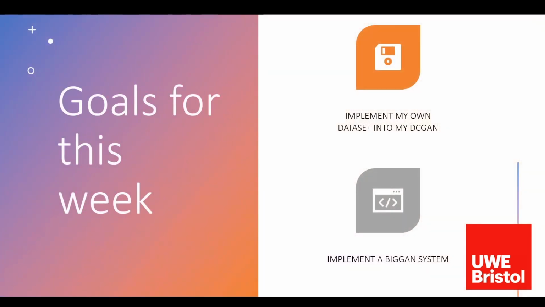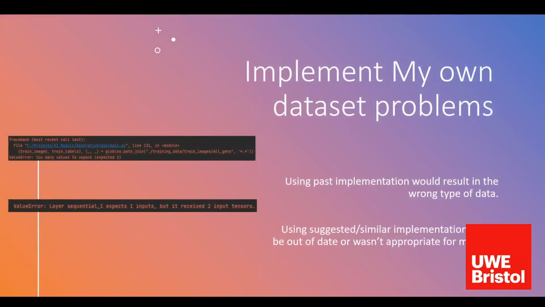This week I wanted to implement my own dataset into the DC-GAN network that I set up last week, and to implement a BigGAN network system. This week I had a lot of problems trying to get my dataset of Pokemon sprites to actually work in my DC-GAN that I set up.